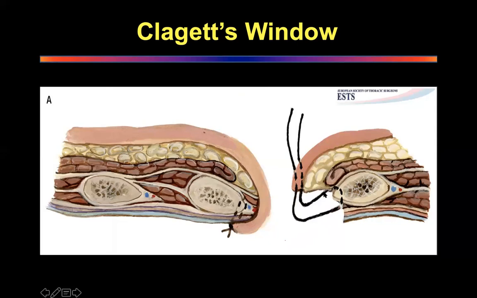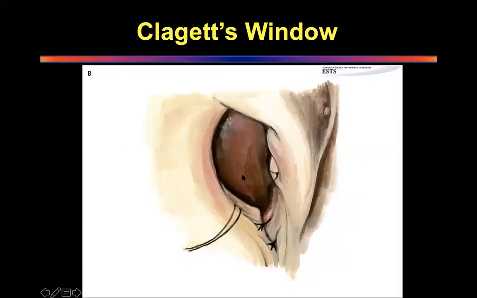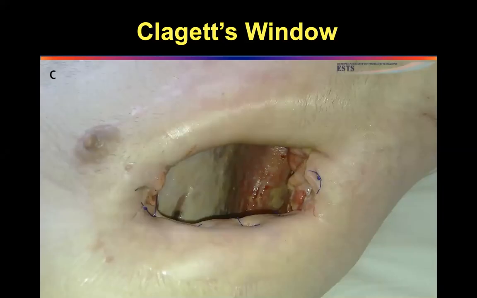And at the end, you just put a stitch to epithelize the edge of the thing. And then these Clagett windows are usually used as a temporary measure. You're hoping that over a period of time, you would be able to close these. This is just to temporize the patient, get rid of the sepsis, get the patient fit enough, and then continue medical therapy.